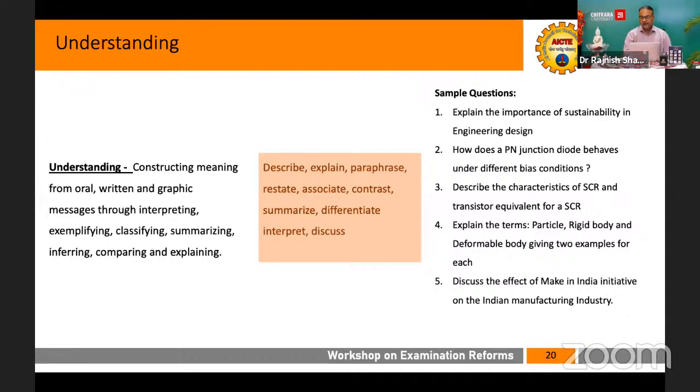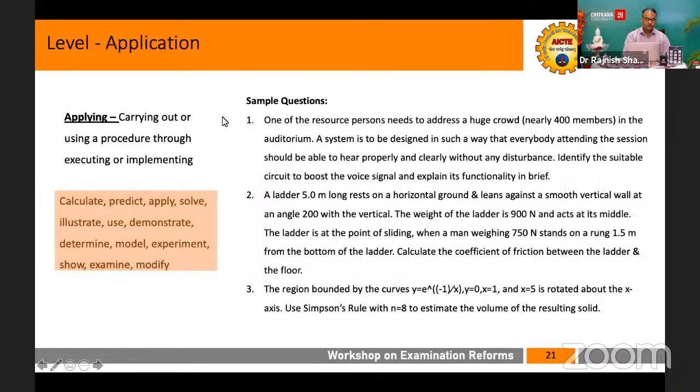Now, you all will agree, they will be able to reply to these questions well only if they have understood the subject well. And as was told, every level of Bloom's taxonomy simultaneously checks the one level below also. Likewise, how does a PN junction diode behave under different bias conditions, the remembering of some of the fundamentals will also be automatically assessed. Another is application. So likewise, calculate, predict, apply, solve, illustrate, use, demonstrate, determine, model, experiment, show, examine, modify. All this pertains to the application level of Bloom's taxonomy.